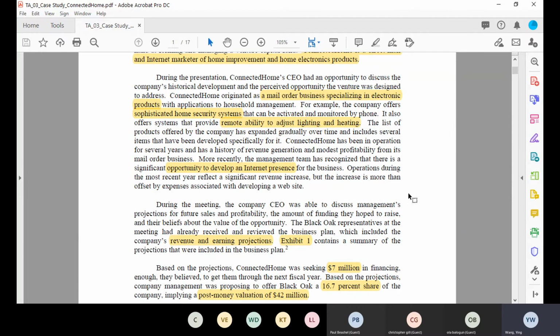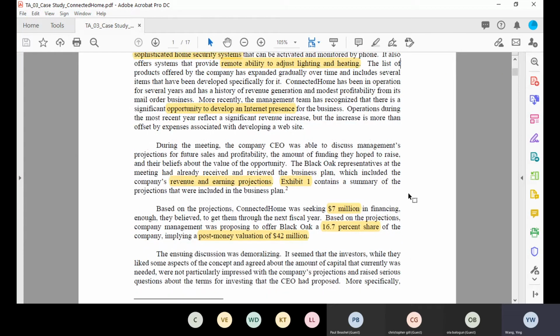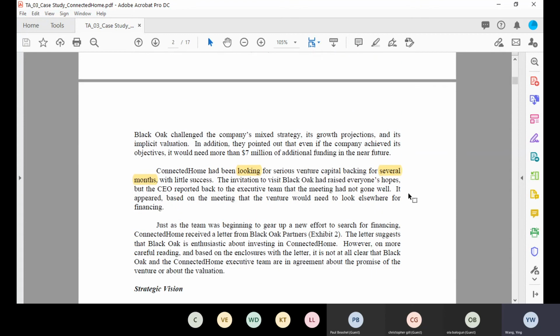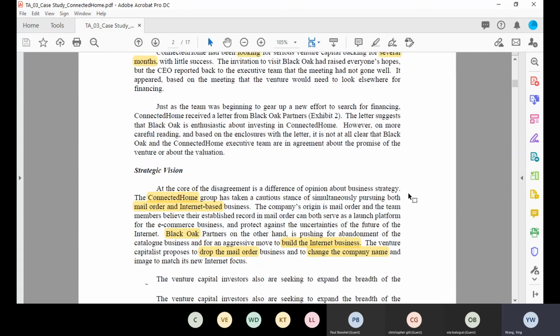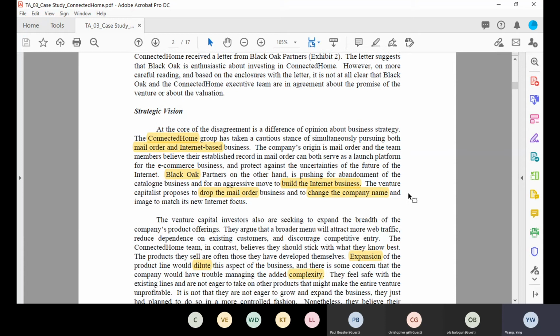What they want to do, they call it a mixed strategy, which is running their existing business line while at the same time opening a new business line on the internet. However, the venture capitalists want them to consider the internet business alone and drop the mail order business. In other words, there is a different opinion on the strategic vision of the business going forward. And of course, Connected Home as the business owner wants the mixed strategy.